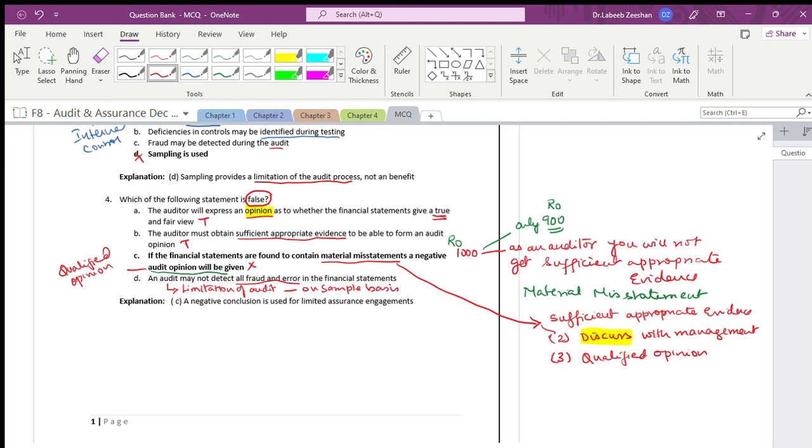Well, that is the reason. When you make it a point, they will never say it is correct. We'll say it is true and it is fair as such. This is what the auditor will express, only the opinion. The auditor tries to get sufficient appropriate evidence, and the auditor will never give a negative opinion, except in an extreme case. An auditor may not detect all the fraud and errors.